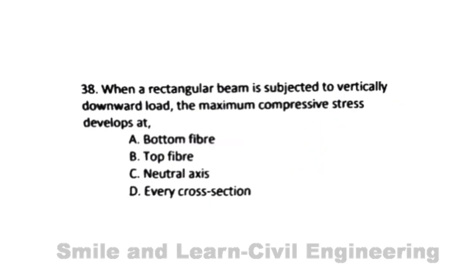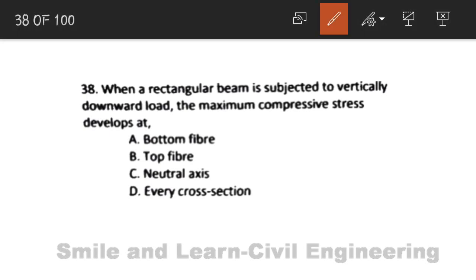Next question, when a rectangular beam is subjected to vertically downward load, maximum compressive strain. Now this is one other confusing question. It is not mentioned whether the beam is simply supported or cantilever, but when nothing is mentioned, we will consider it as simply supported. Then the correct answer will be option B, top fiber. This is for a simply supported beam, and the compressive stress will be in the bottom fiber when the beam is cantilever.